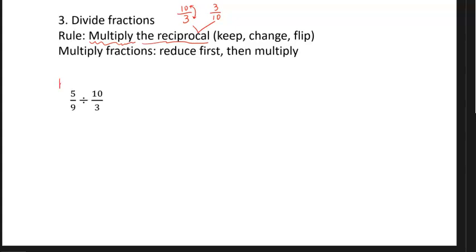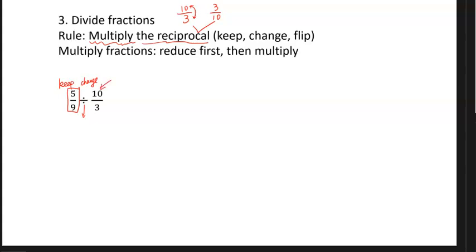Following the order, we keep the first fraction, the first number, whatever that is, whether it's a fraction, a whole number, or with variables or signed numbers. So the first one, we always keep it. This stays. Now, what we're going to change is the sign. The division sign is going to be changed to multiplication.